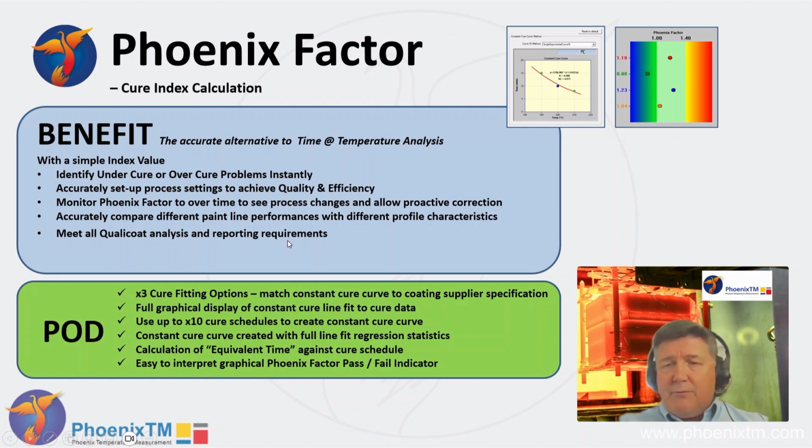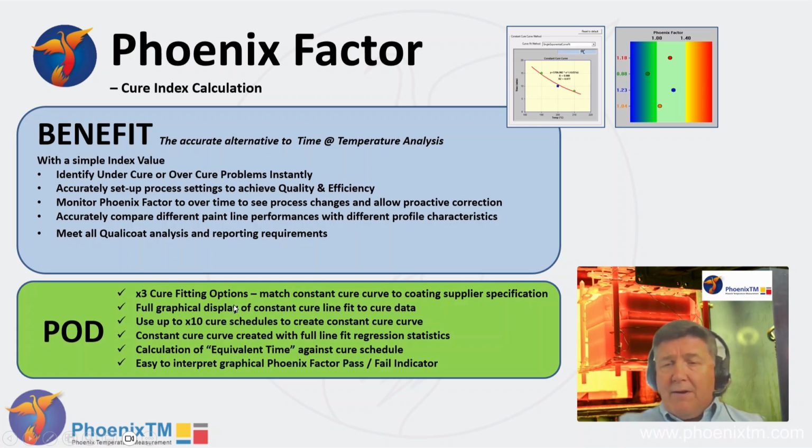Setting up different paint lines, you can compare the Phoenix factor from one line to another, irrespective of the shape of the profile. The full numerical analysis that Phoenix factor gives you will allow you to compare one line with another, even from plant to plant if that's important. And it meets all the Qualicoat analysis and reporting requirements you may need.